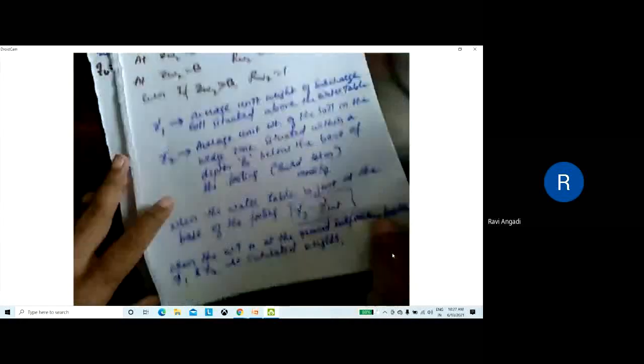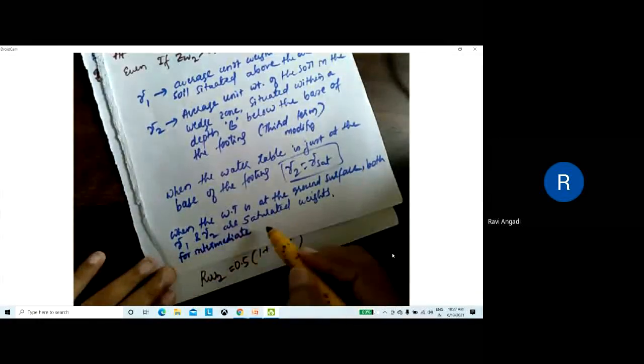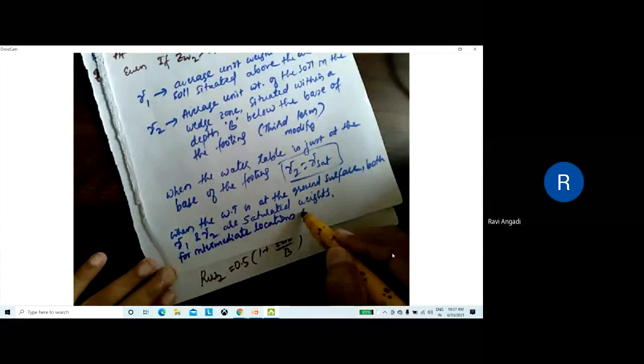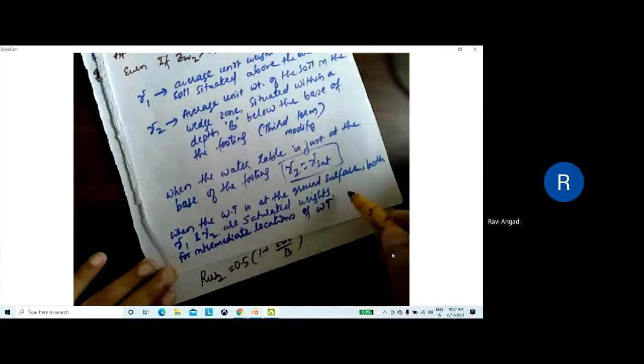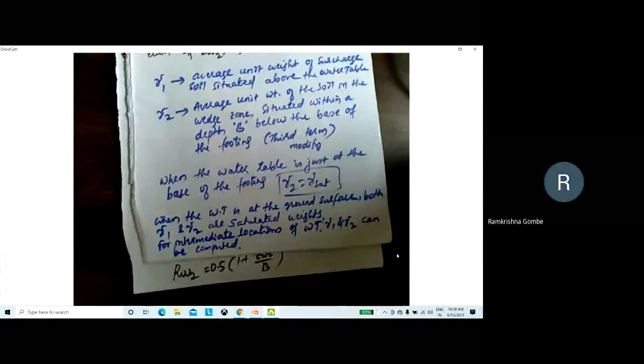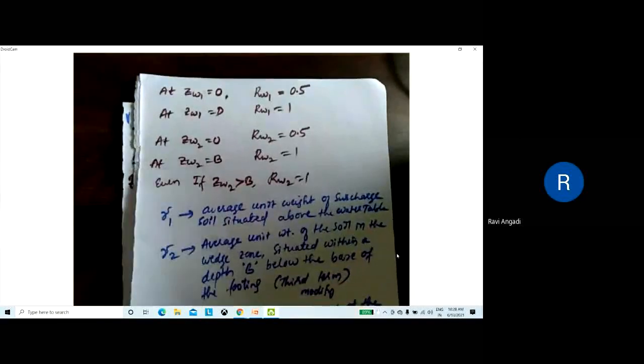Then next condition, for intermediate locations, meaning it is not exactly at the base or at the ground level. It is an intermediate location of the water table. Gamma 1 and gamma 2 can be calculated or computed. Is it over? Yes, sir. Okay, please note it down. This is very important. In the exam also you write the same.